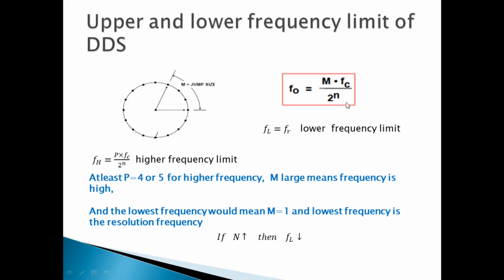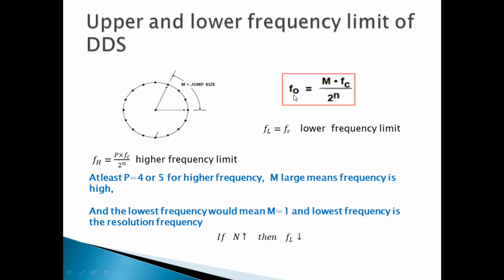So if I increase the size of the accumulator, it means that my output frequency would reduce, or rather I would get a very low frequency limit. That is to say, my resolution frequency will increase. So it seems to us that increasing the size of the phase accumulator will give us a very good, very low resolution frequency.